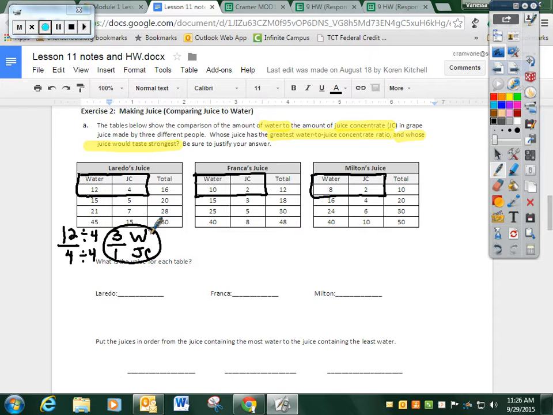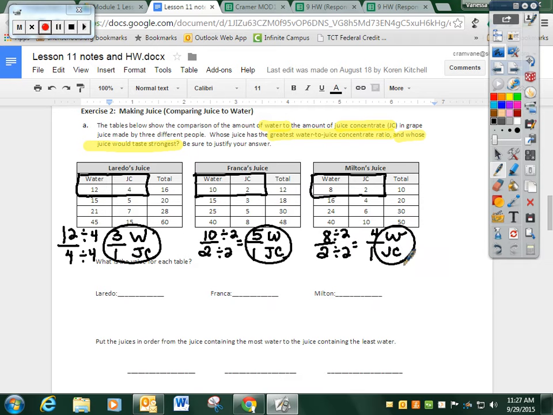This second one is 10 to 2, which I can divide both by 2. It gives me a 5 to 1 water to juice concentrate. This last one, Milton, 8 to 2, these are both divisible by 2. So it's a 4 to 1 water to juice concentrate.